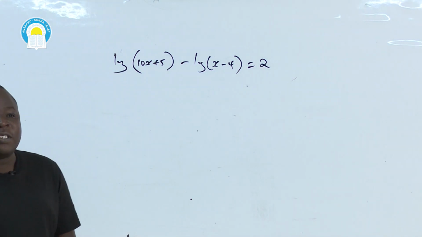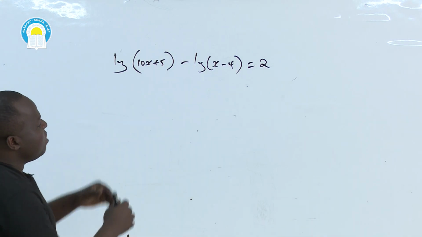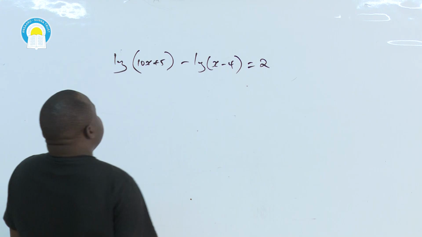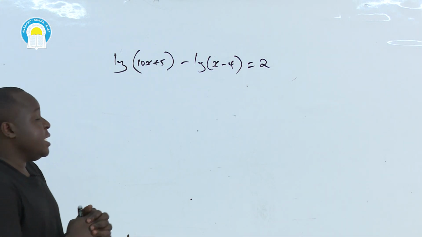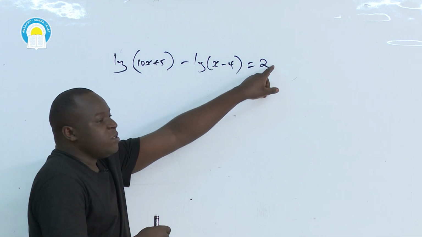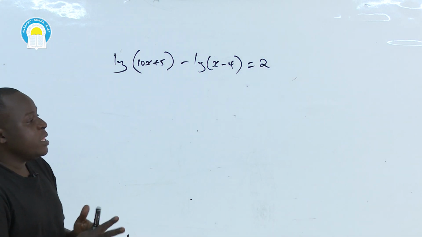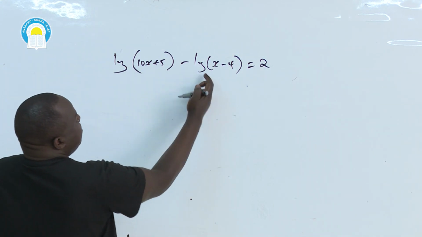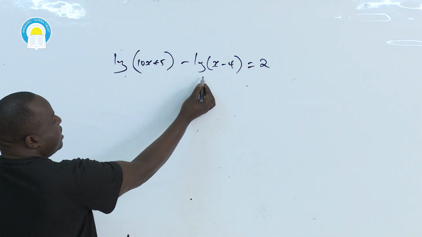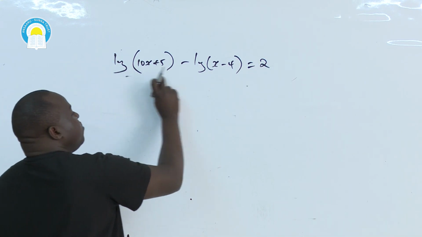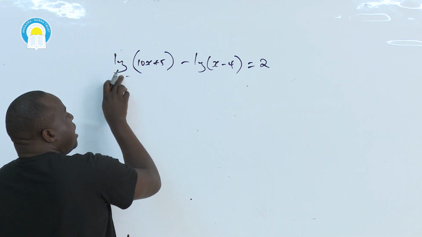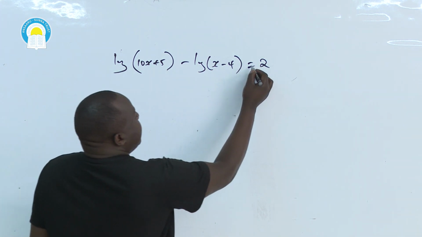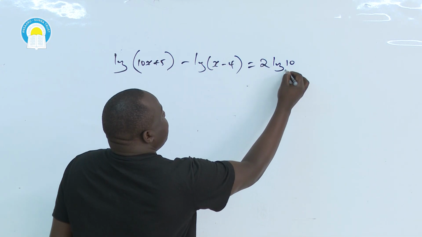Same process. First of all, I'll check, do I have logs in all the terms? I have a log, a log, no log. If there is no log, I have to make sure that I introduce logs to this value here. The log that we introduce depends on the base of the other logs. So this was base 10, base 10. For this to be an equation, it can only work out if the bases are the same, and the base should be 10. Then I'll add log 10 base 10.